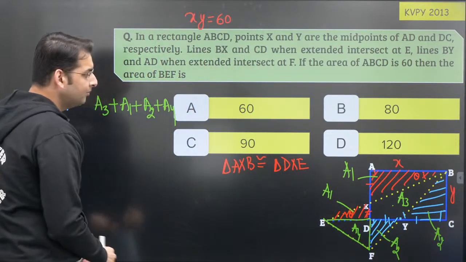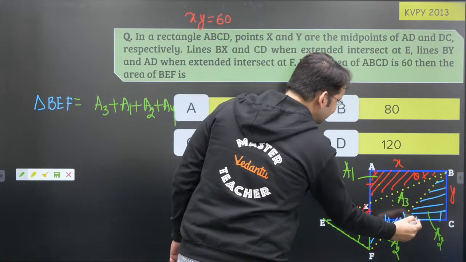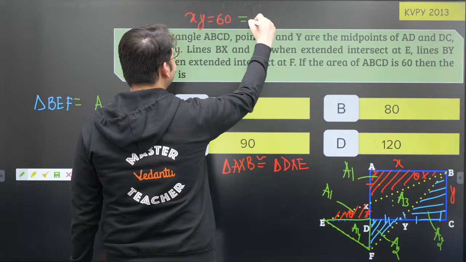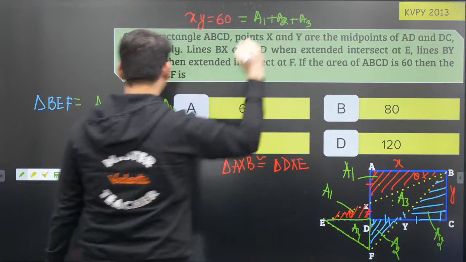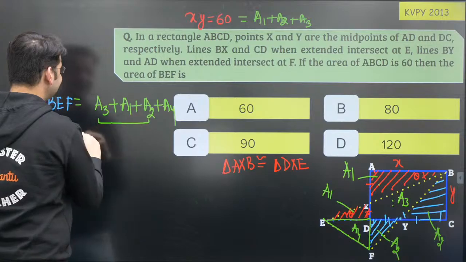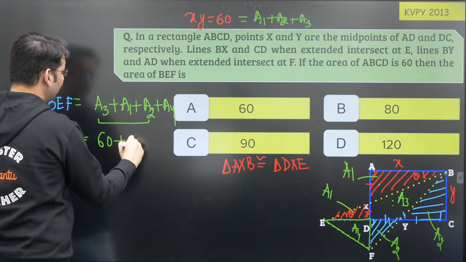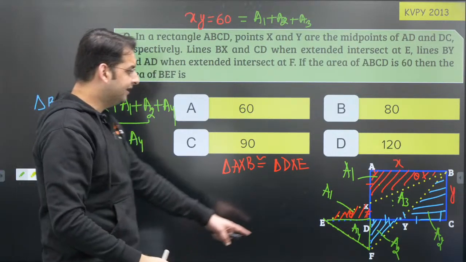और मुझे ये पता है बच्चों कि A1 प्लस A2 प्लस A3 is 60. So all I need to find is A4.